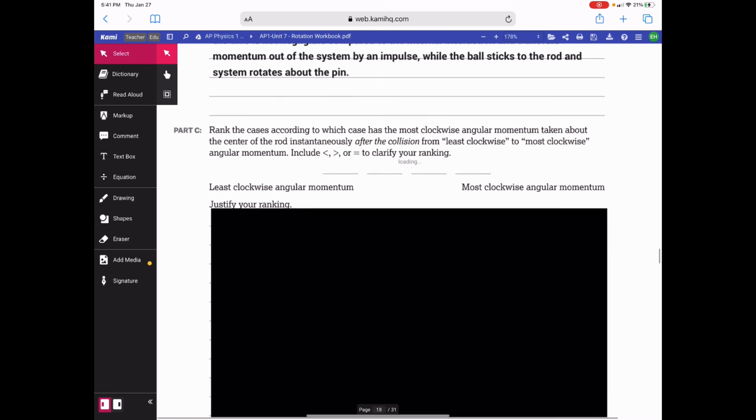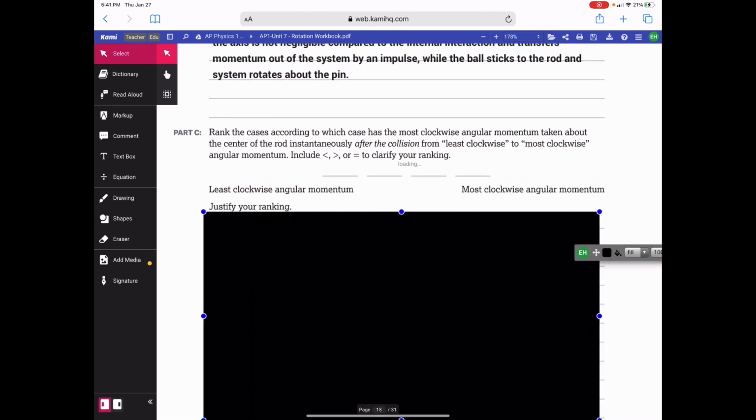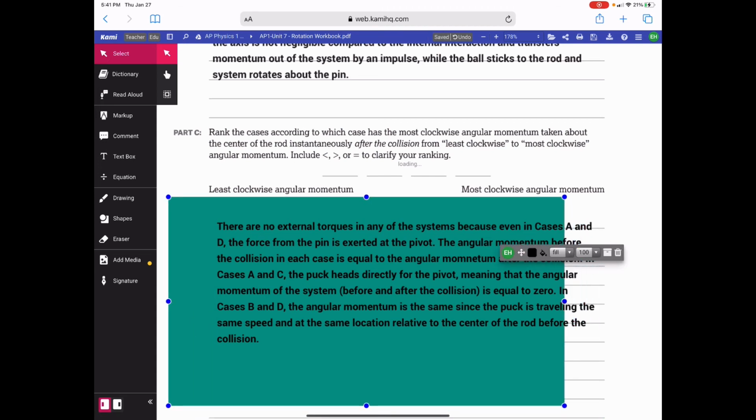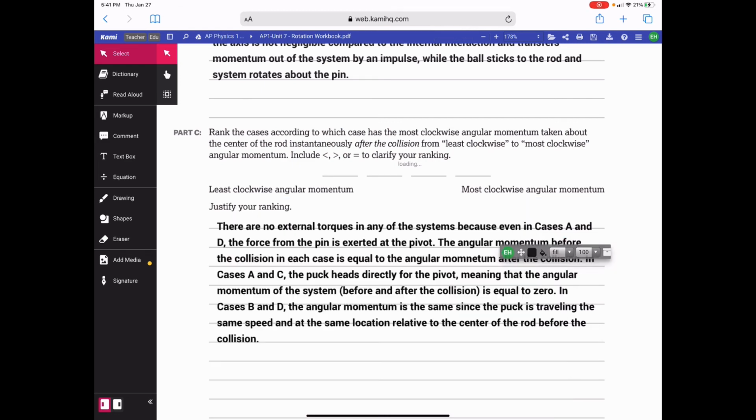Part C, rank the cases from the one that has the most clockwise angular momentum taken about the pivot to the one that has the least. So from least clockwise to most clockwise angular momentum. Well, in case A and in case D, there are no external torques acting on the system. The force from the pin is exerted at the pivot, which means the angular momentum before the collision in each case is equal to the angular momentum after.